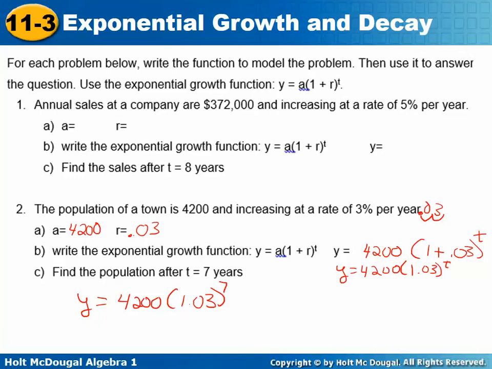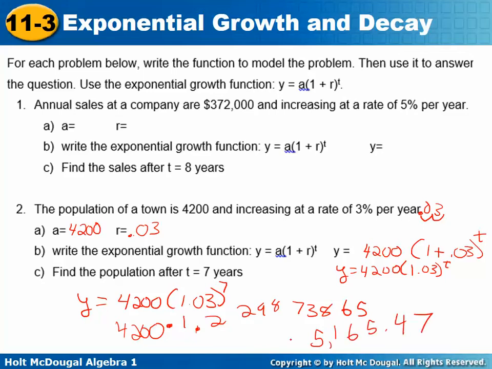And then you get your calculator out, and 1.03 to the 7th power is a really long number. It's 1.229873865 on my calculator. You don't have to write all that down, because now you leave that on your calculator, and now you multiply that by your original amount. So this is exponential growth, so we would expect that this number would be bigger than our original, and it is. So I got that y, the population of this town after 7 years, would be 5,165.47.